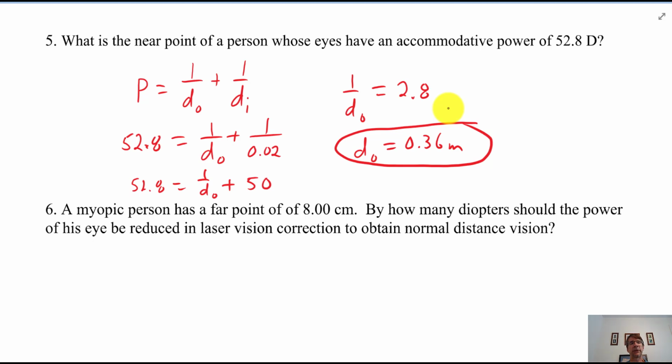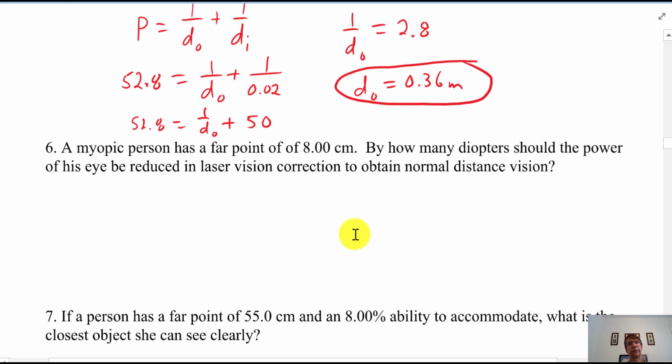All right, number 6, a person who is nearsighted. They have a far point, and it's not a very good far point at all: 8 centimeters. Anything beyond 8 centimeters is really bad. By how many diopters should the power of his eye be reduced? So, using laser vision correction.